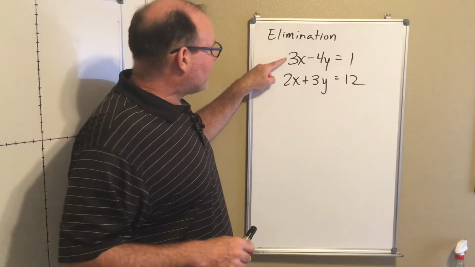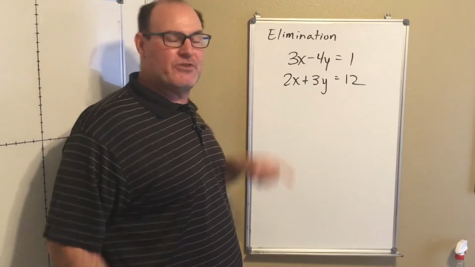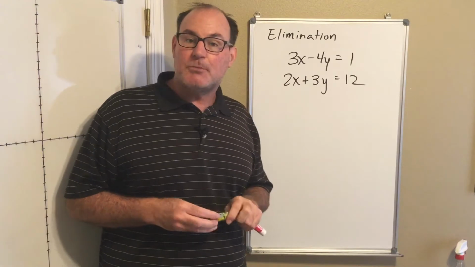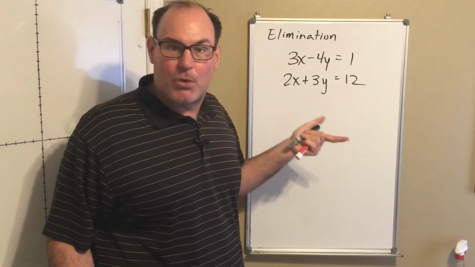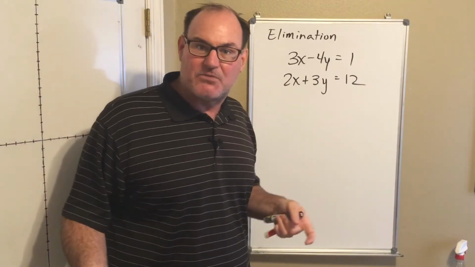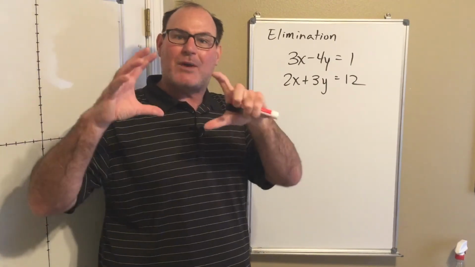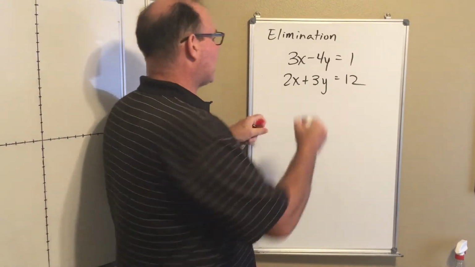So what that means, for instance, if I was going to eliminate the x's on this problem, I've got a coefficient of 3 here, a coefficient of 2. The common multiple between 3 and 2 is 6. So I want a 6 in front of one of the x's and a negative 6 in front of the other. It doesn't matter which one. That way, when I add the equations together, the x's will cancel.